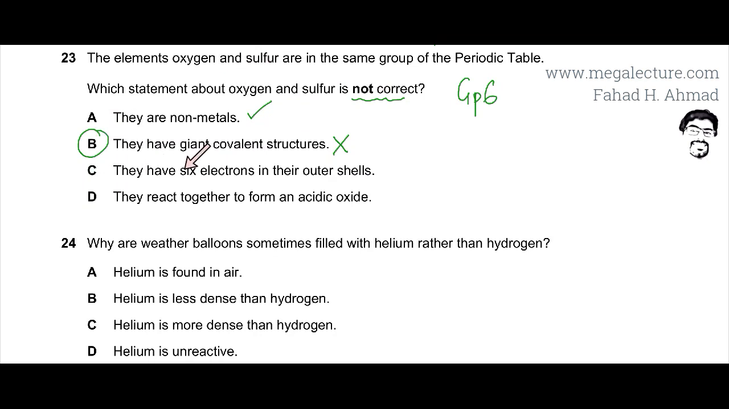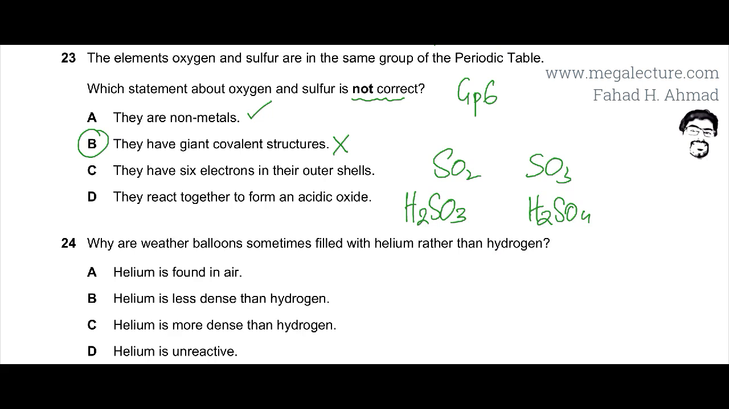Let's look at C. They have 6 electrons in the outer shell, which is true because group 6 elements always have 6 valence electrons. D is they react together to form an acidic oxide. So sulfur and oxygen react to form sulfur dioxide and sulfur trioxide, which can be added to water to make acids like sulfuric acid. And if you add sulfur dioxide to water, that would be sulfurous acid, H2SO3. So they react together to form acidic oxides, which is also correct. So the only incorrect statement is going to be option B for this question.